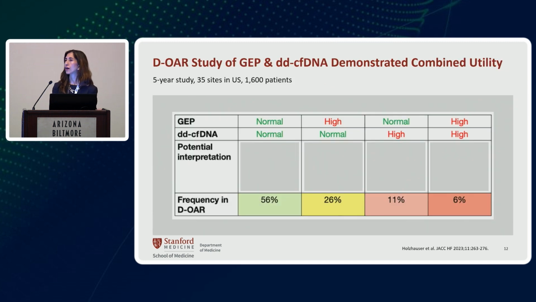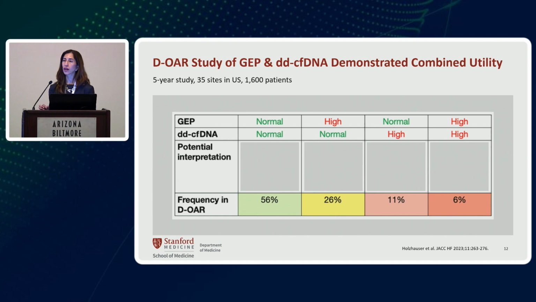And this was an analysis of the Dior study, which was a prospective registry study of AlloMap and AlloSure that were used in screening heart transplant patients for development of acute cellular rejection. And what we found was that over half of patients had assays that were both negative. Both AlloMap and AlloSure were below the threshold. About a quarter of patients had a high AlloMap and a low AlloSure.